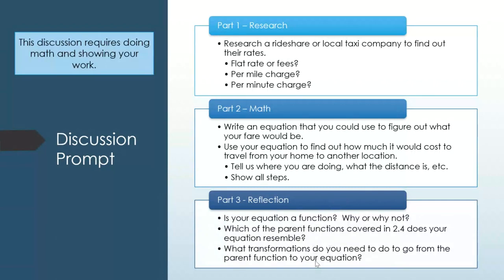And then did you have to do any transformations? Transformations is 2.5, and that's where you multiply your equation by something, or you add a number to your equation. So what kind of things do you have to do to take what the parent function looks like, which is our most basic type of equation, and transform it? You're multiplying and adding to that to get to your equation. That's the reflection part, actually taking the concepts and applying them.